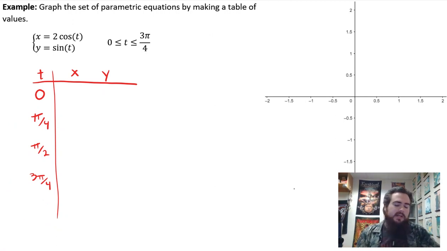If I plug in 0 into these functions, I will get, first for x, 2 times cosine of 0. Cosine of 0 is 1, so that will give me just 2 from this. Whereas if I plug in 0 into t for the second equation there, sine of 0 is 0.